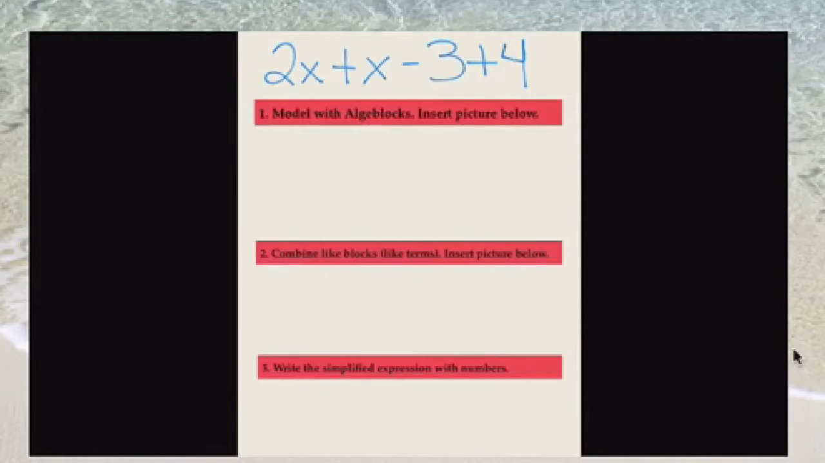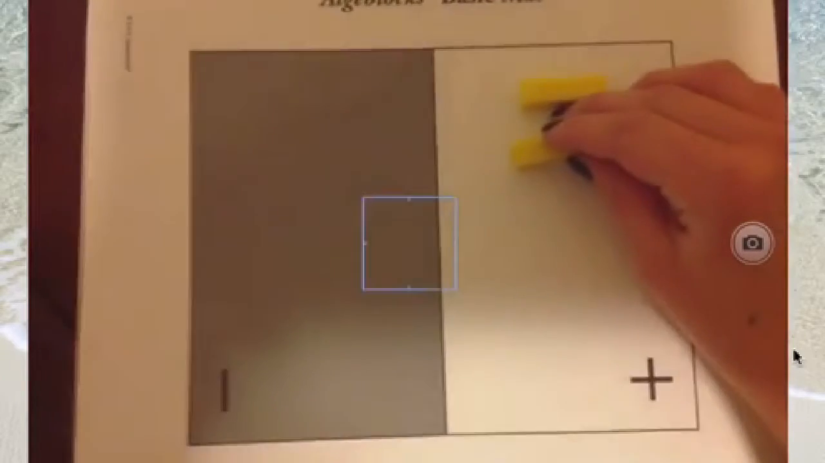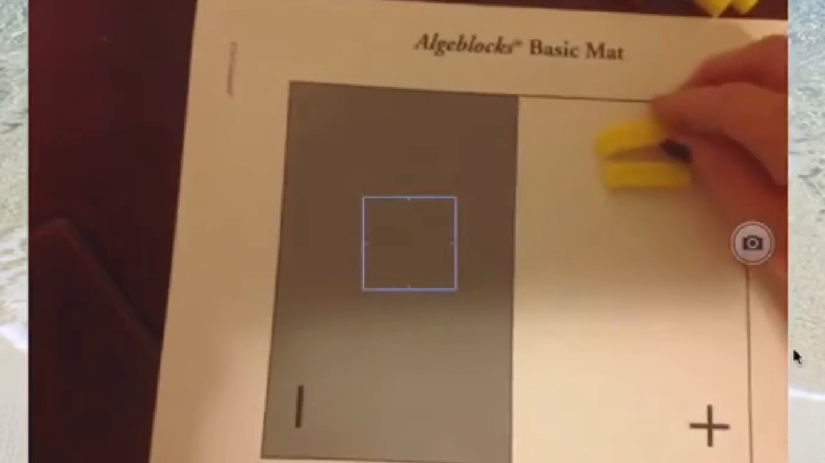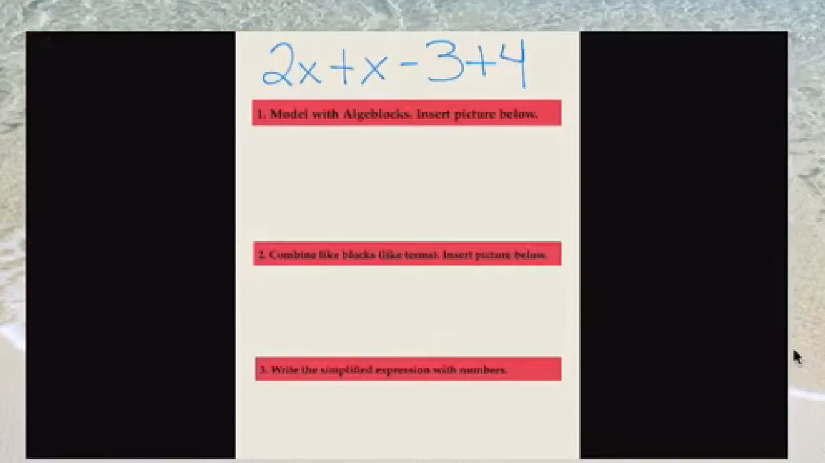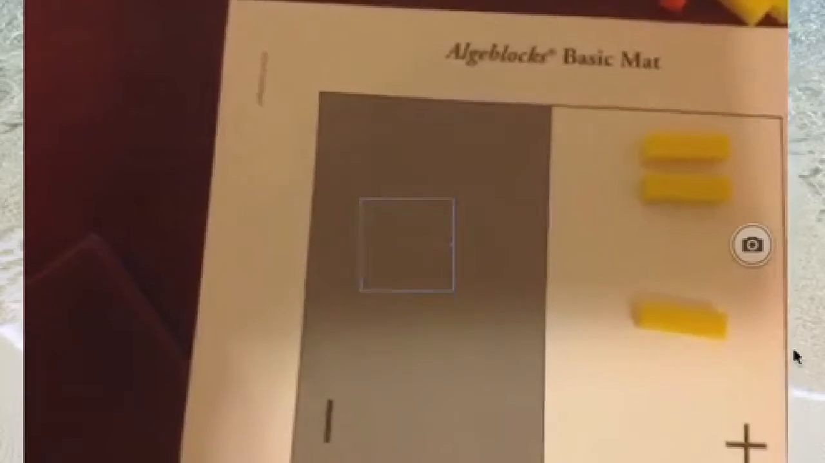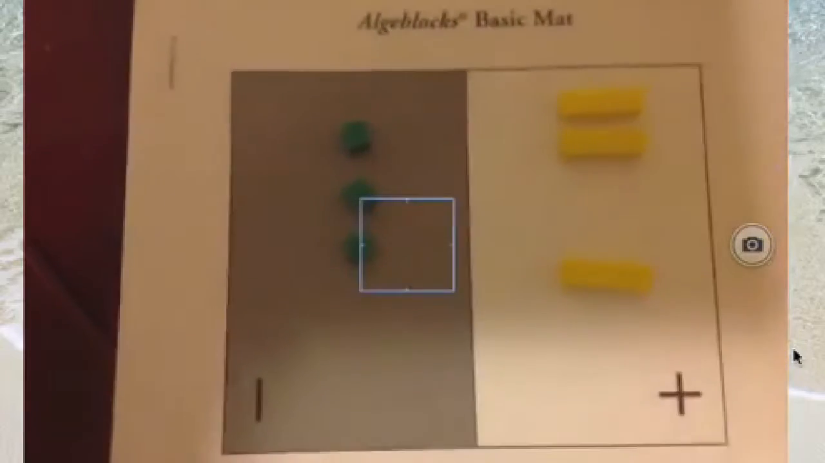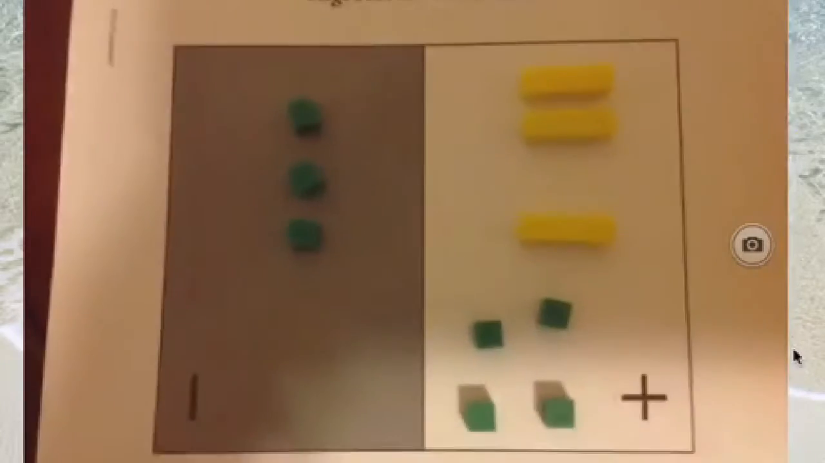We've got 2x, and that is positive, so I'm going to put 2x over on the positive side of my mat. Then I had a plus 1 single x, so again, I'm going to put 1 single x over on my positive side. Then I've got minus 3 plus 4. So to show minus 3, I'm going to put 1, 2, 3 green blocks on the negative side of the mat, and then I'm adding positive 4. So I'm going to put 4 green blocks on the positive side of the mat. Okay? And I'm going to go ahead and take a picture.